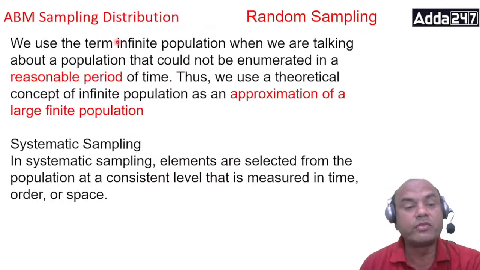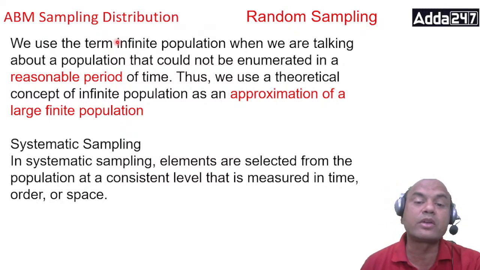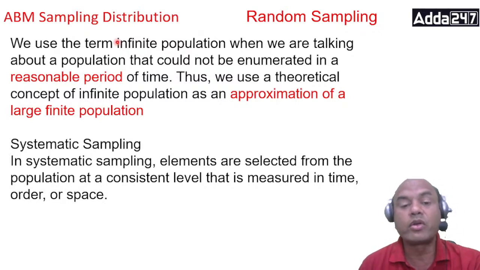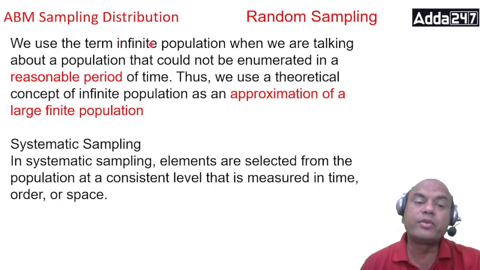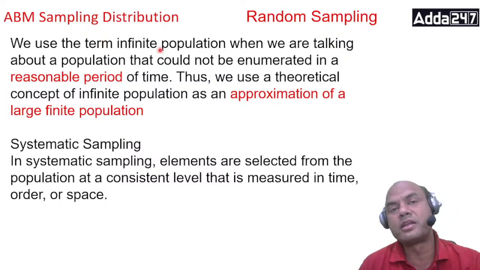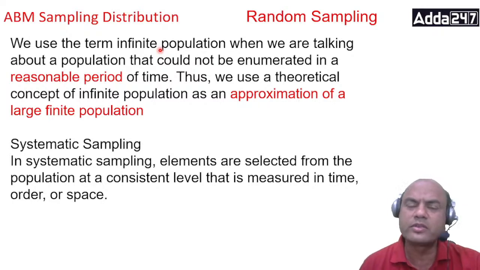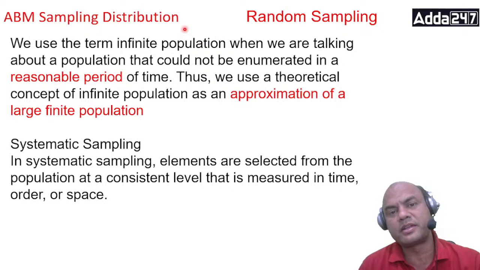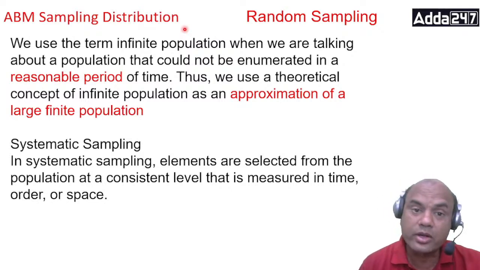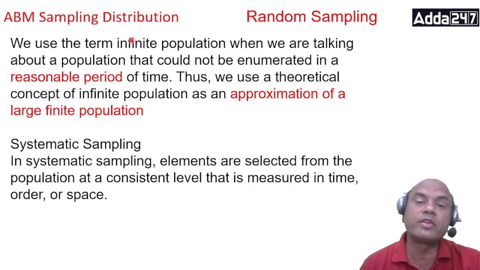We use the term infinite population now because this term is asked in the exam. We are talking about a population that could not be enumerated in a reasonable time period. Now what do you mean by this? What do you mean by infinite? Suppose I say 1 lakh population, I can call that infinite. I say 1 crore population, I can call that also infinite, although it is countable.